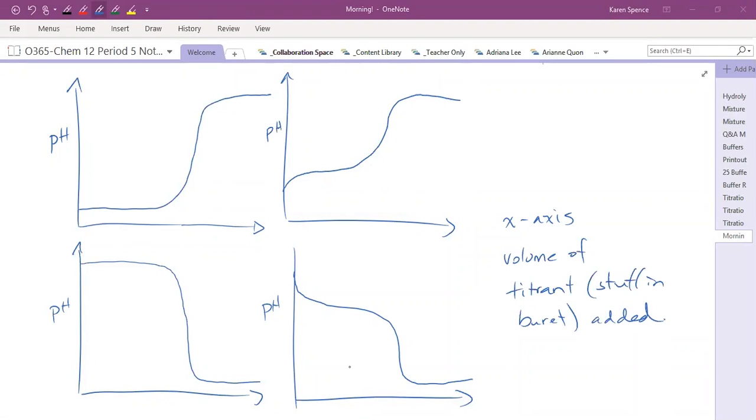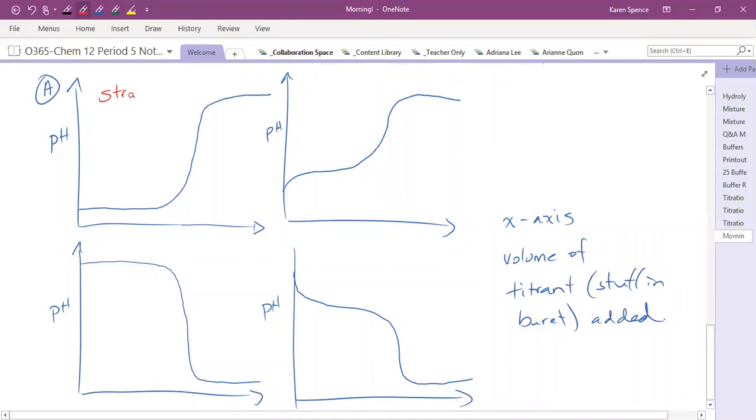So, yeah, what are each of these curves? Let's call this top one curve A. What have we titrated with what? Yeah, we titrated a strong acid with a strong base.